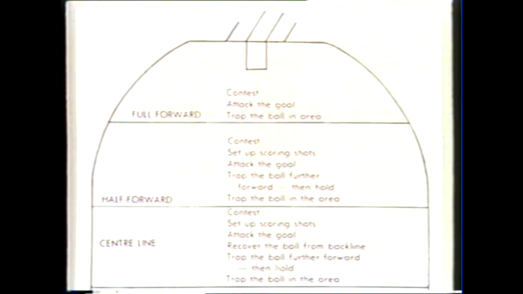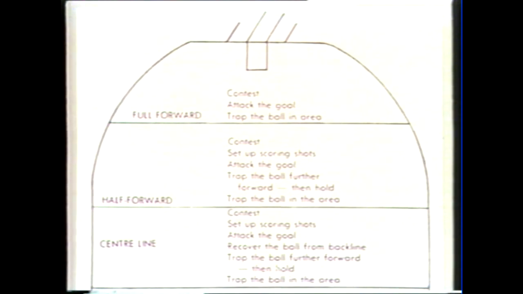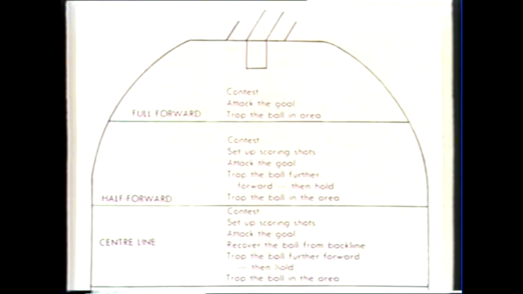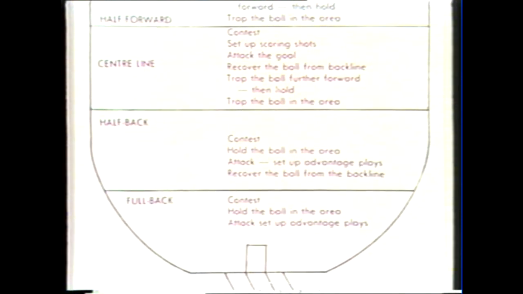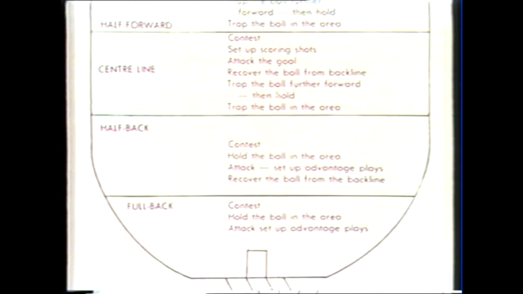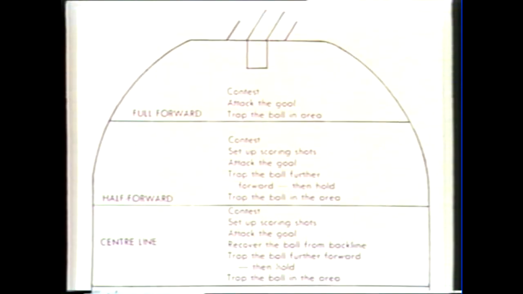Now, in the last diagram that we'll look at, the basic line functions in successful team play. And if we look at these, you'll notice that, in point of fact, they are very similar. The full forward, half forward, the centre line, half back and full back lines each have similar roles. They all are required to contest the ball very strongly, to attack the ball. The forwards, of course, will be attempting to kick goals. The backman will be attempting to hold the ball in the area, recover possession if possible, and then set up plays further down the ground.